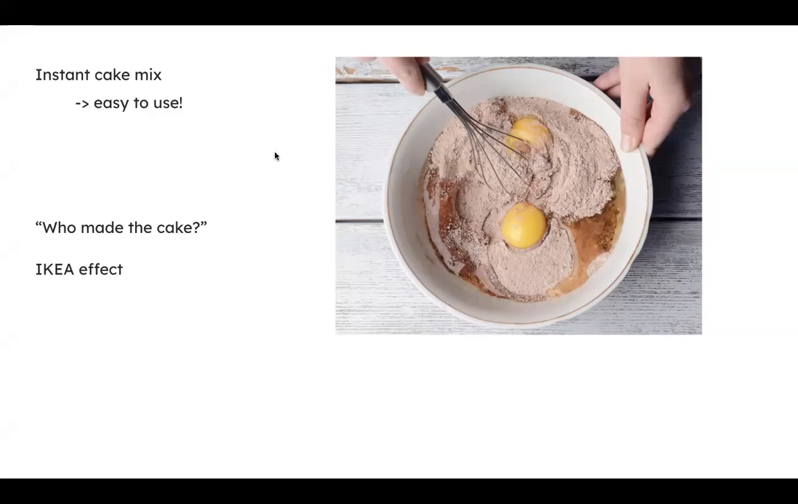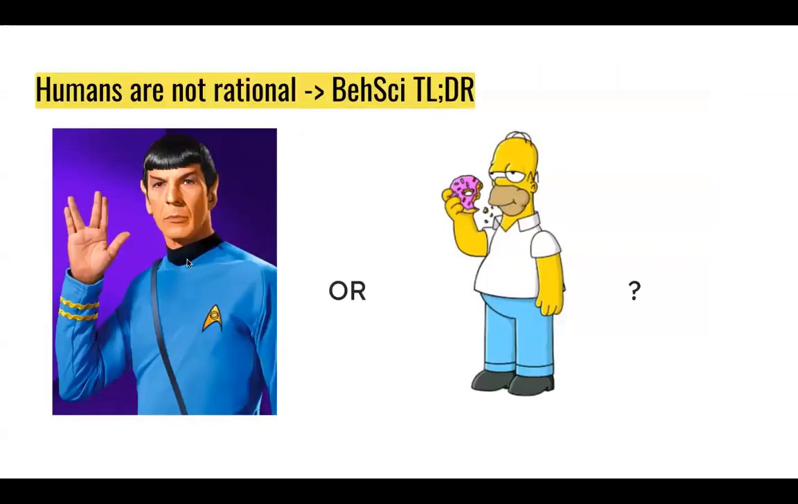This is called the IKEA effect in behavioral science. At IKEA, you build your own furniture, and when you build something on your own, you value it a lot more. So when you have to make the cake yourself, you find it tastier as well. The conclusion is that humans are really odd, right? This is a nice picture that I usually use. We're not like Spock. We're not rational in all things. We are driven by our emotions.